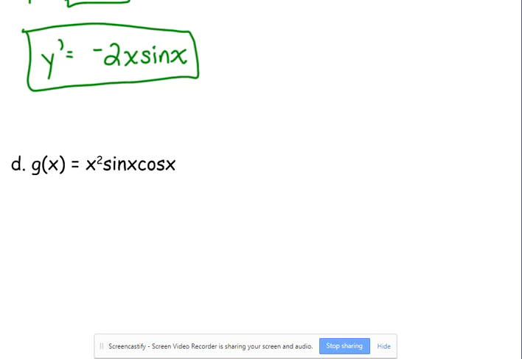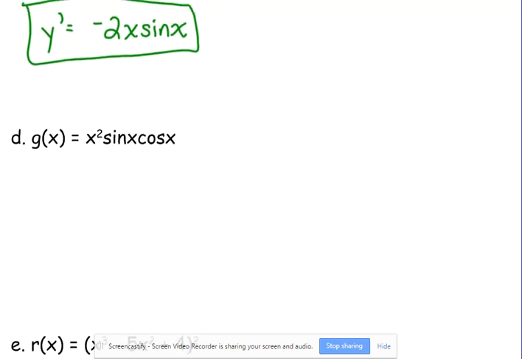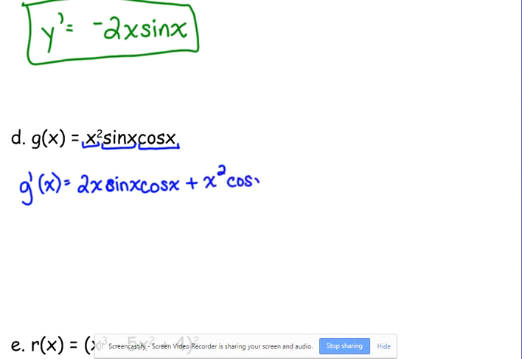All right, let's look at an example with 3 functions multiplied together. We've got x squared times sine of x times cosine of x. So g prime of x is equal to, like I said, I would start by taking the derivative of the first one, multiplying it by the other 2: 2x sine of x cosine of x. Plus, keep the first one, take the derivative of the middle one. Derivative of sine is cosine, times the third one, which is cosine. Plus, keep the first 2, the derivative of the last one is negative sine of x.